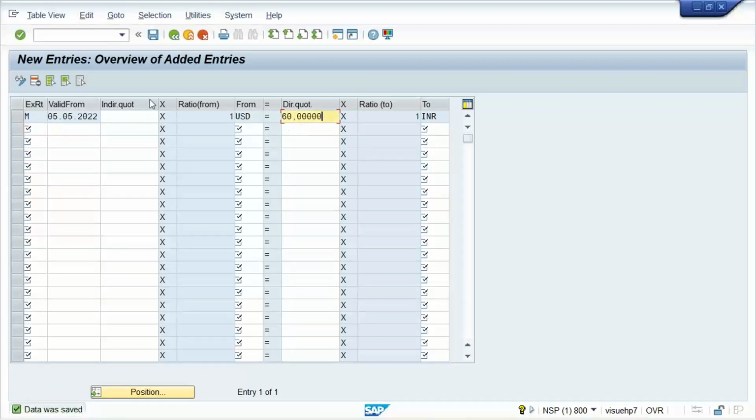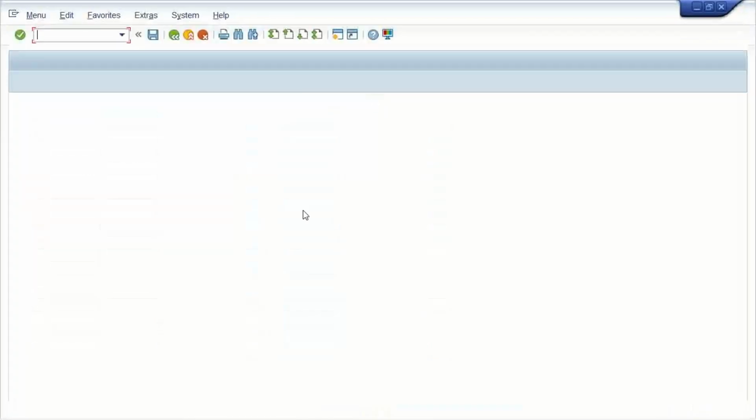So whatever the minimum required configurations are, we have done. Now we'll post a transaction into foreign currency and see whether the system is going to convert that foreign currency amount into local currency as per this rate or not. If it is converted, it means your configuration is fine and the system is able to read this rate. And then further, whatever the remaining things are, I'll explain.